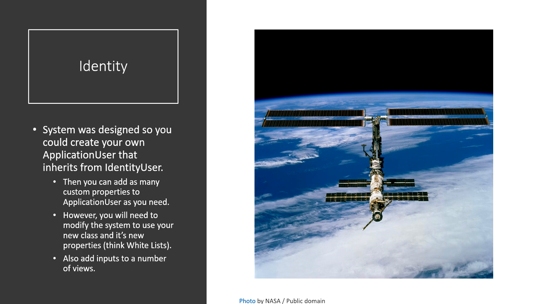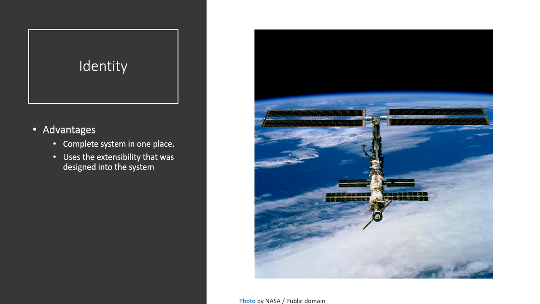But just be aware then, you'll also have to do quite a bit of work to modify the system to use these new properties, right? Think about all the different whitelists that only let you change certain things. You'll have to add the properties to them. Input controls: there probably isn't a text box yet to store my favorite ice cream information. And so you'll have to add that on various pages and be able to maintain it and so on, right? So there is a fair bit of work to be done. Main advantage of the identity system, well, it's a complete system all in one place. Yeah, the extensibility was designed into it to be able to do this, right? So that's some good advantages there.